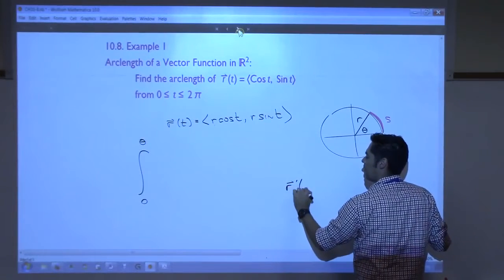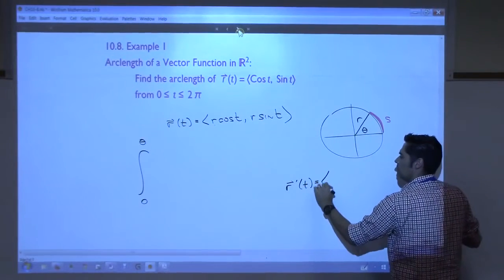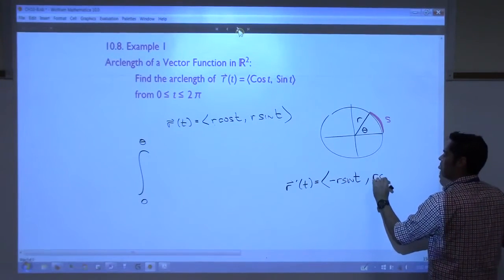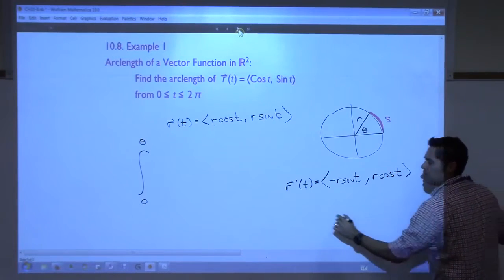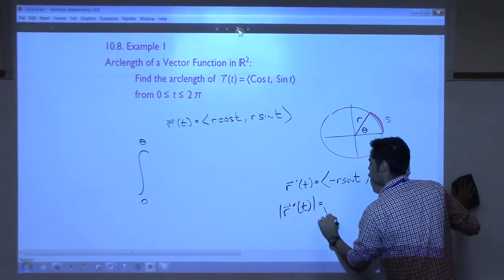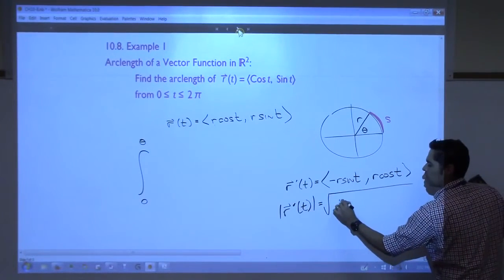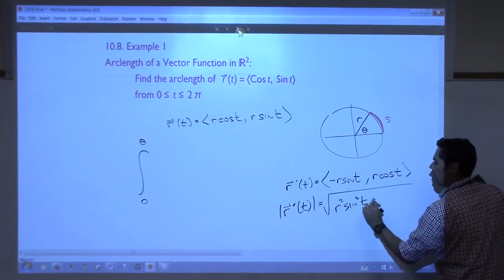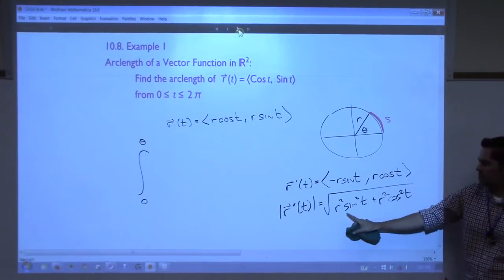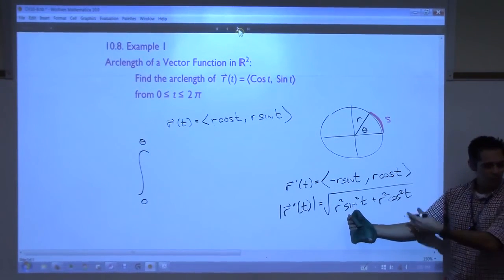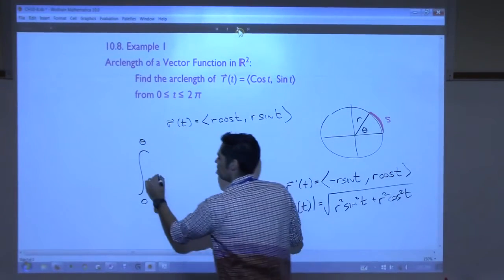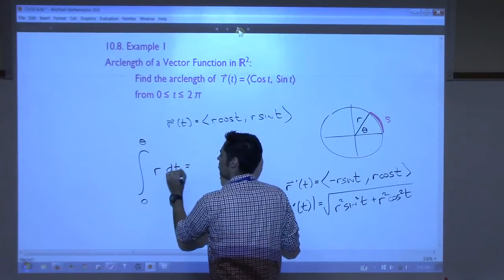What's the derivative? Negative r sine t, and then r cosine t. What's the magnitude of that? Square root of r squared sine squared t plus r squared cosine squared t. What can you factor out of both of these? R squared, and then you get the 1 to come out. Square root of r squared? You would just get r, wouldn't you? dt.